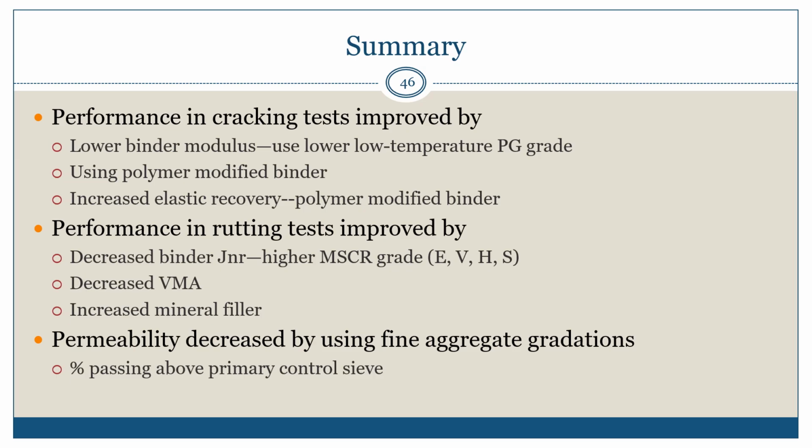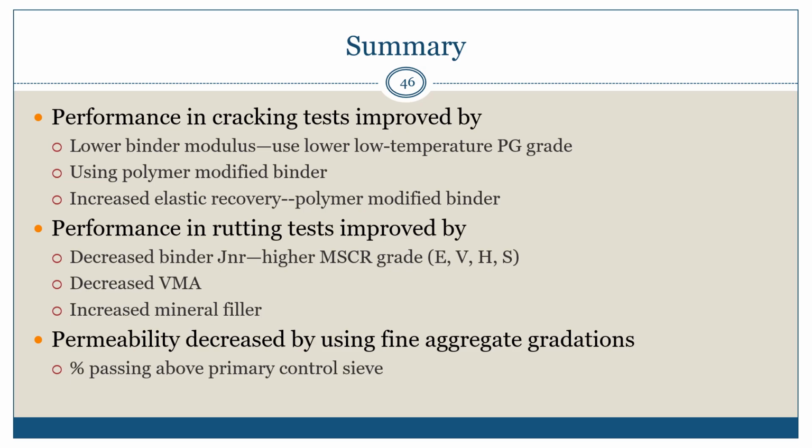Now, if you have a problem with your rutting test, what you need to be looking at is your binder JNR. You want to decrease your JNR. This means using a higher MSCR grade, going from an S to an H or from a V to an E. You can improve your rut resistance by decreasing the VMA, but that's usually not possible, and I wouldn't recommend it because it's not going to give you that much benefit, and it's probably going to give you a decrease in your fatigue and cracking performance.